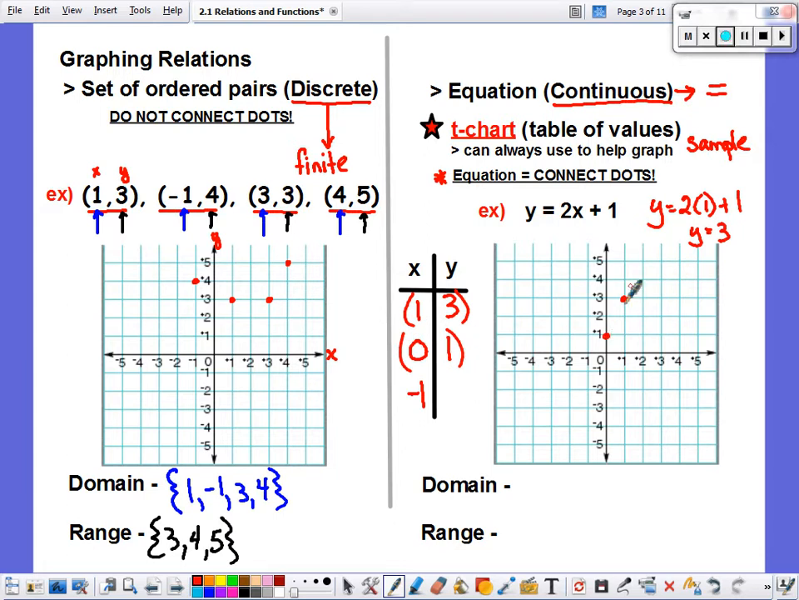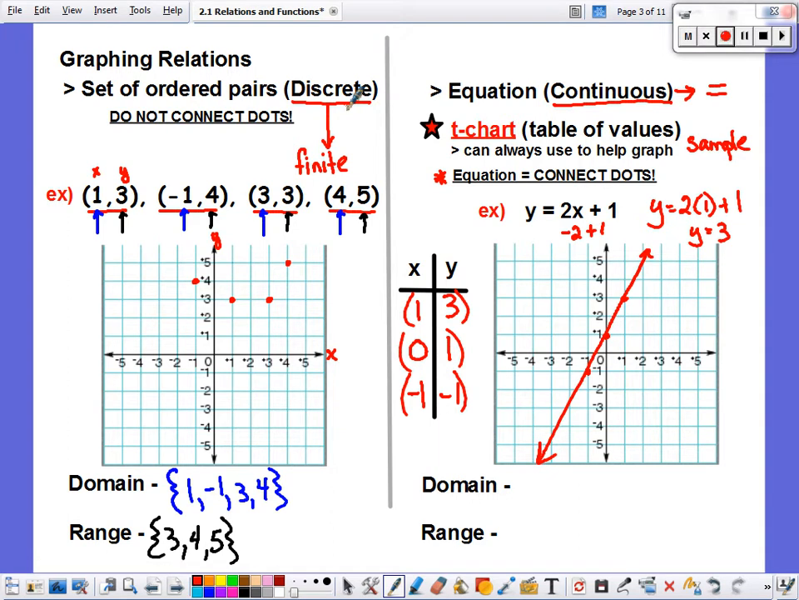So you can see I'm already ready. Let's make sure, though, by plugging in negative 1: I get negative 2 plus 1, which is negative 1. Let's see if that falls in line. Oh, look at that, that's amazing. Okay, and so there we go. Now we can connect the dots. You connect the dots with equations. You do not connect the dots with relations that are discrete. And so there we go, we have our linear equation graphed.